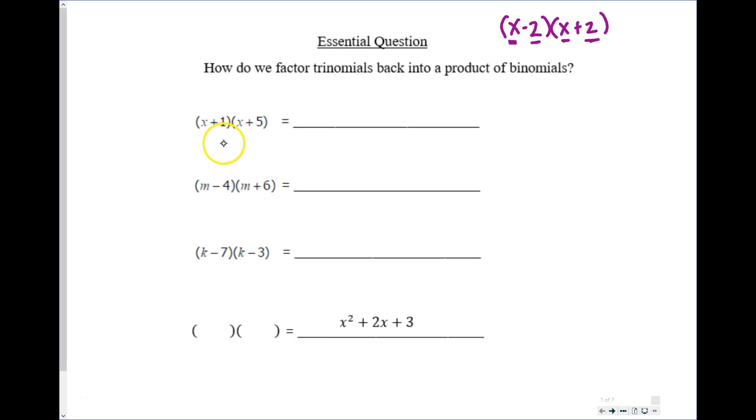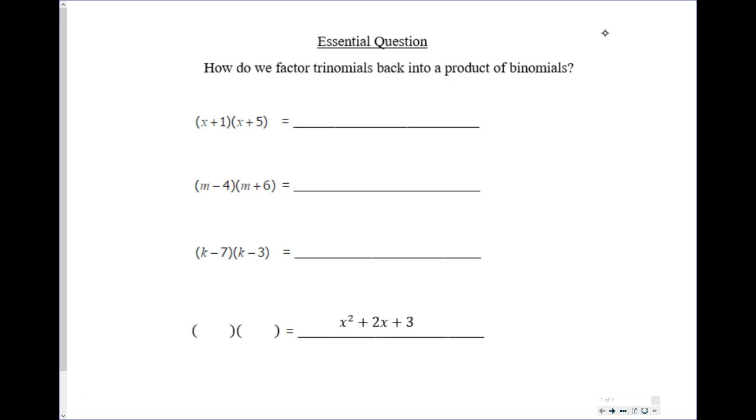So now look at these three examples. These three have the same thing in front, but not the same thing in back. So this is not a special binomial. This is just a regular multiplying two binomials together. So these behave a little bit differently. So let's remember how we multiply these first.